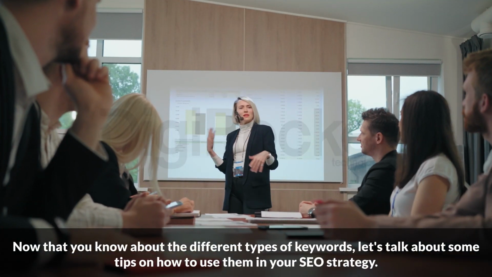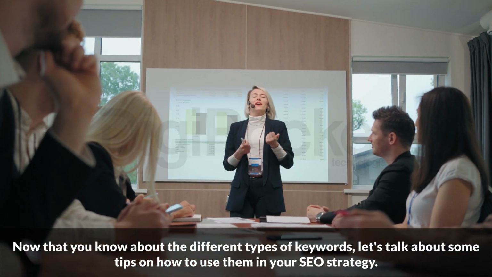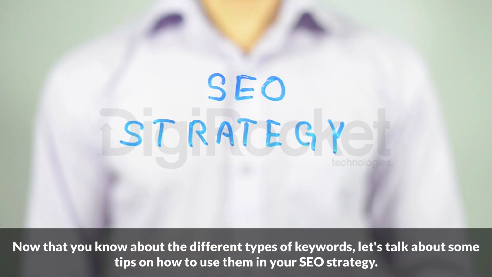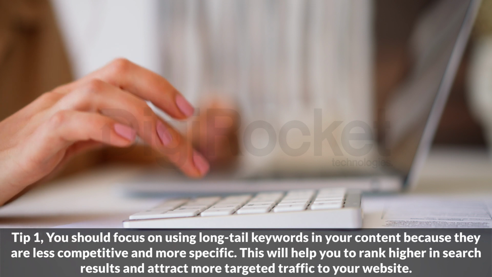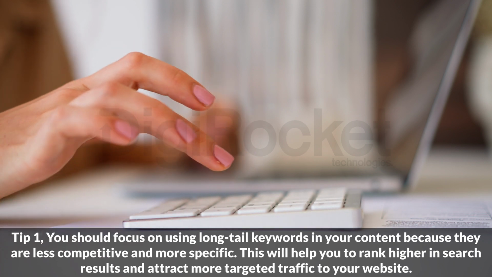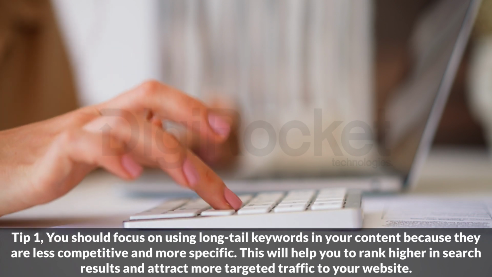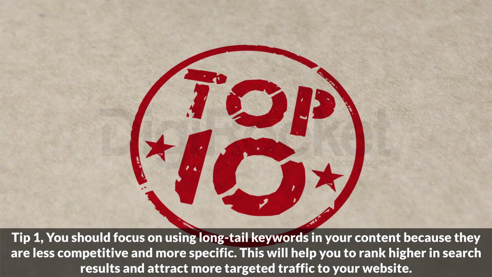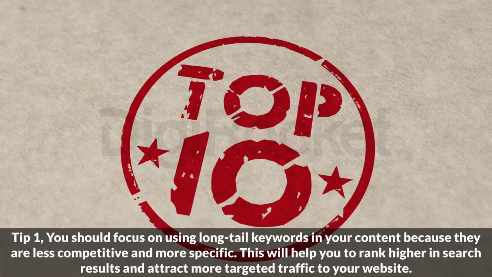Now that you know about the different types of keywords, let's talk about some tips on how to use them in your SEO strategy. Tip 1. You should focus on using long-tail keywords in your content because they are less competitive and more specific. This will help you to rank higher in search results and attract more targeted traffic to your website.